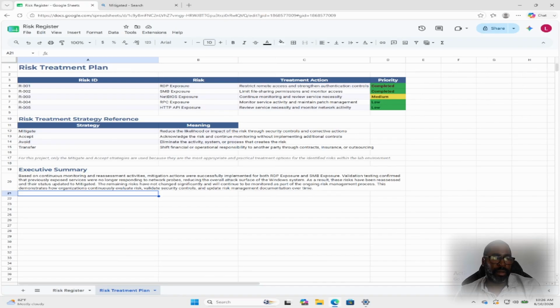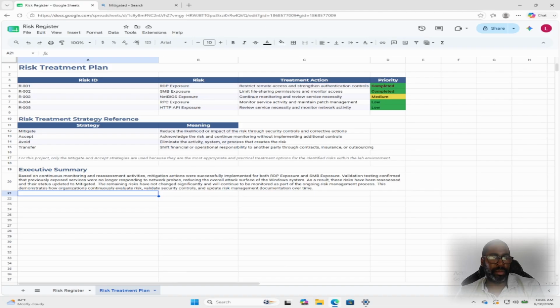Based on the results of the monitoring and reassessment process, the implemented controls successfully reduced the organization's overall risk exposure. RDP exposure and SMB exposure were identified as the highest priority risks during the previous assessment and have now been addressed through mitigation efforts and validation testing. The remaining risks continue to be monitored as part of the ongoing risk management process. This demonstrates how organizations continuously monitor, reassess, and update risks to ensure security controls remain effective over time. This concludes the risk management lifecycle by demonstrating risk identification, assessment, analysis, treatment, validation, monitoring, and reassessment within a controlled lab environment.